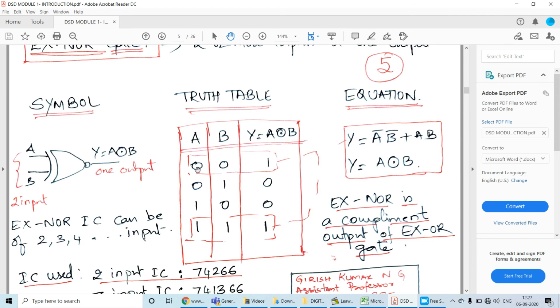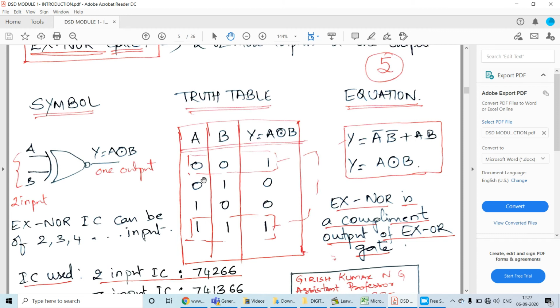Now if I write the expression here, what happens? We have 1 for 0 0, we have 1 for 1 1. So I'll assume 0 as bar: A bar B bar plus AB. That is what you can see, A bar B bar plus AB. Now this A bar B bar plus AB can be written as A XNOR B. The dot with the circle is the XNOR symbol. So A XNOR B is nothing but equal to A bar B bar plus AB.